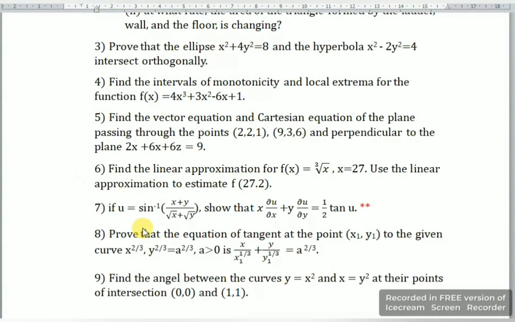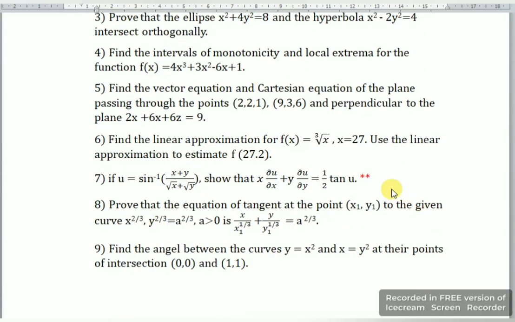Next one, if u is equal to sine inverse of (x plus y) divided by (root of x plus root of y), show that x ∂u/∂x plus y ∂u/∂y is equal to 1 by 2 tan u. Next one, important question is it.